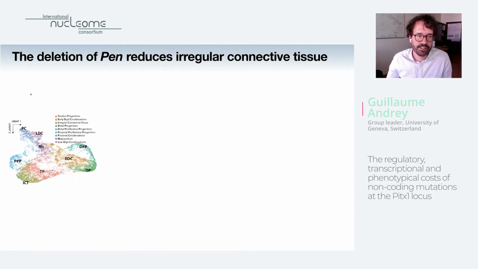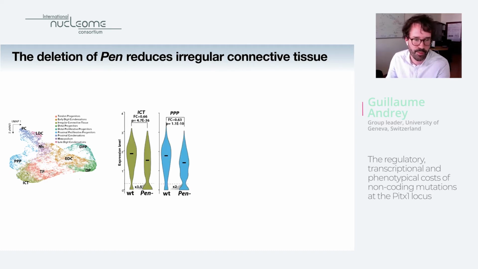So we came back to the single cell data and asked, where are these cells? What are these cells that do not express Pitx1 at all? And these cells are basically these two clusters here in the proximal part. I show you here a violin plot where you can see that the irregular connective tissue, or the proximal progenitor, have a pretty strong increase in the number of cells that do not express Pitx1 at all. And this has a direct impact on the proportion of these cells.